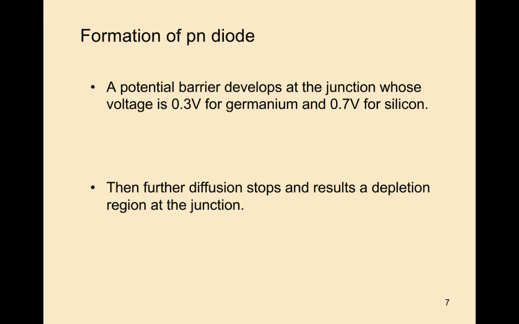So after this particular potential difference, the diffusion process stops and results in a depletion region at the junction. This depletion region acts like a wall between the p and n-type semiconductors.